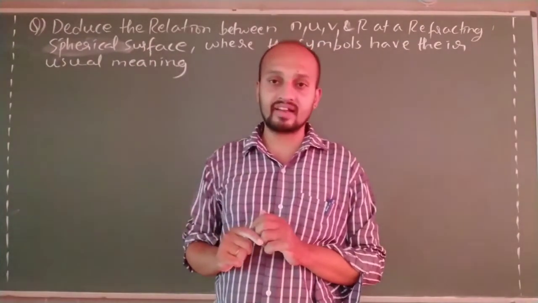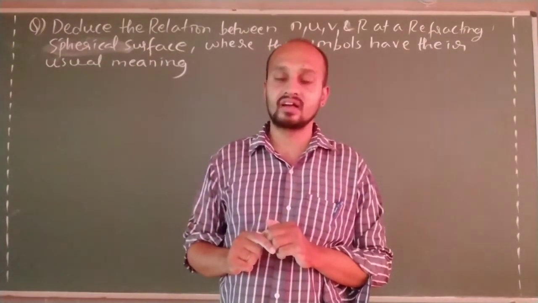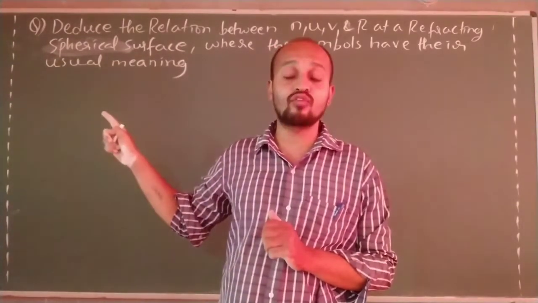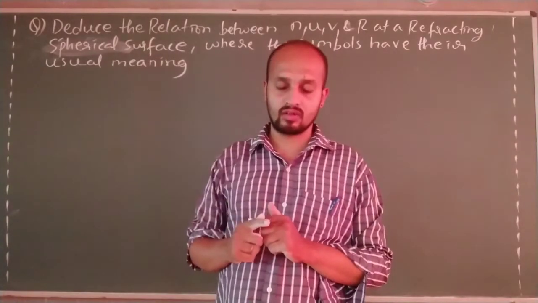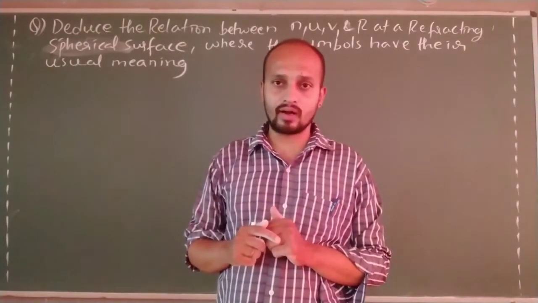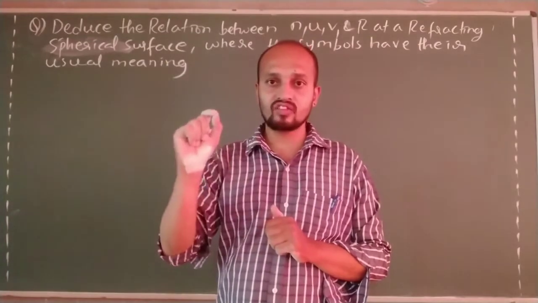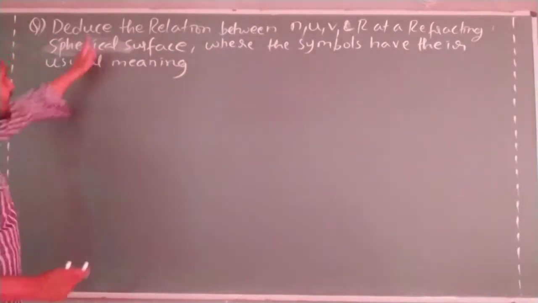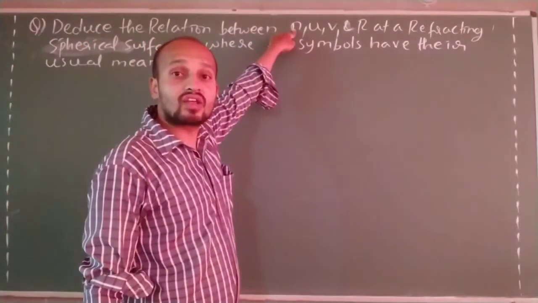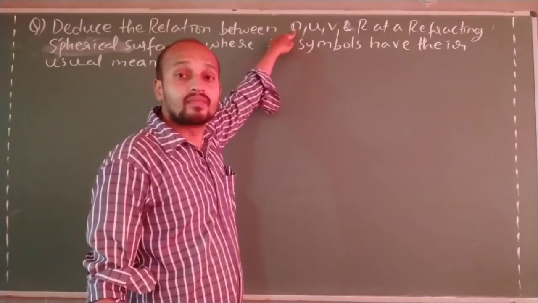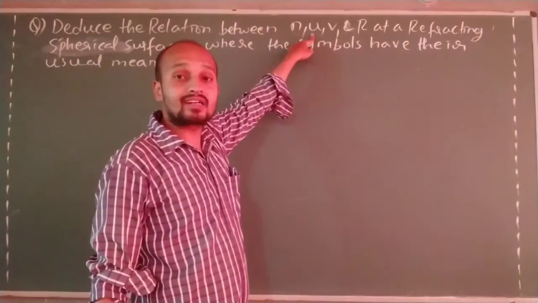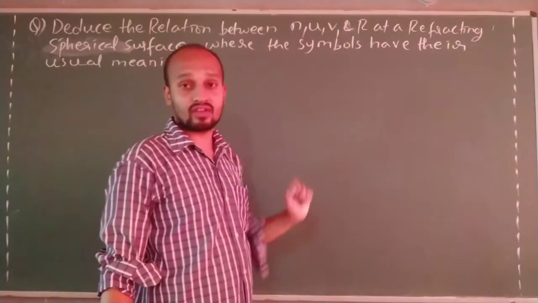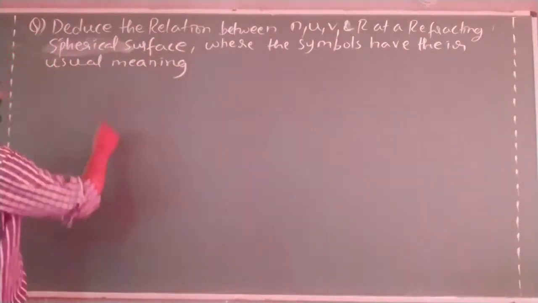Some books call it Descartes formula. This is the basic formula, or sometimes I call this the equation of refracting spherical surface. Usually we call it what? Equation of spherical refracting surface. So I am going to find the relation between the refractive index of the medium, object distance, image distance and radius of curvature of that refracting surface. Okay?